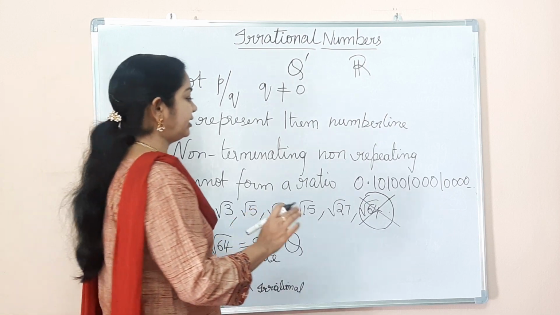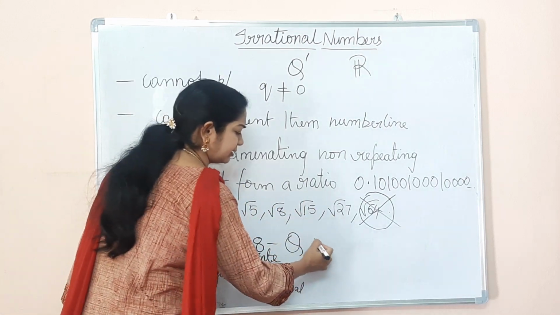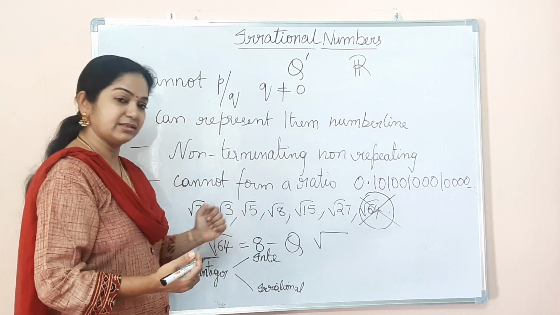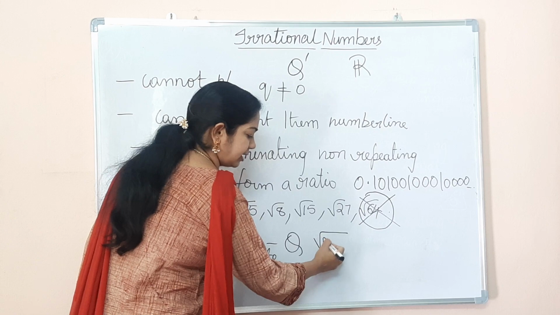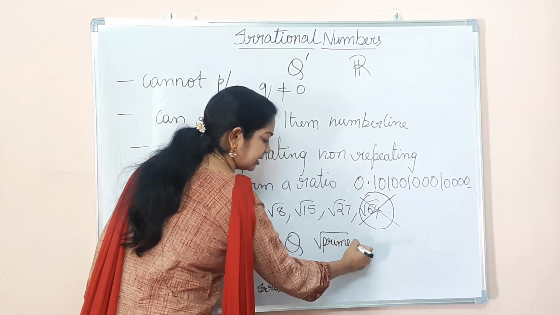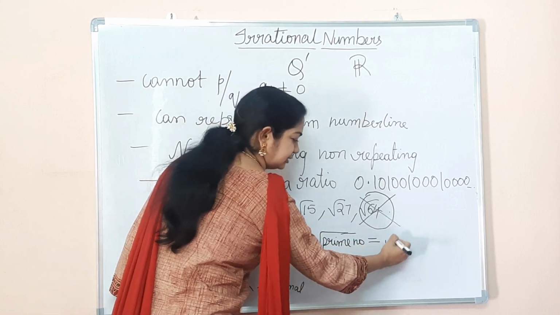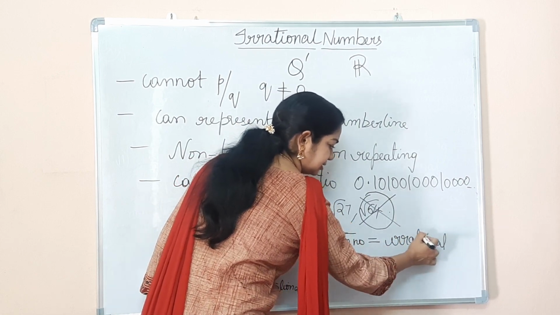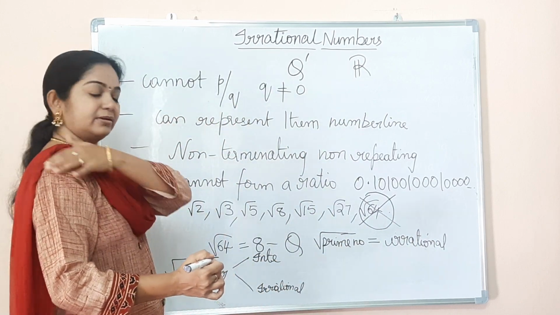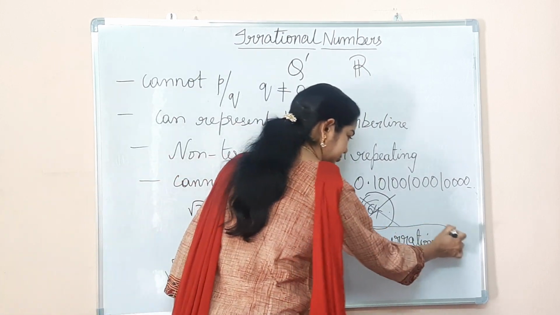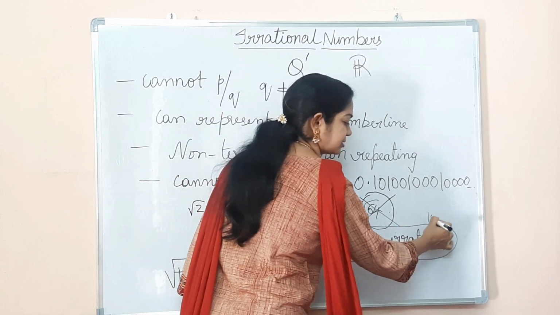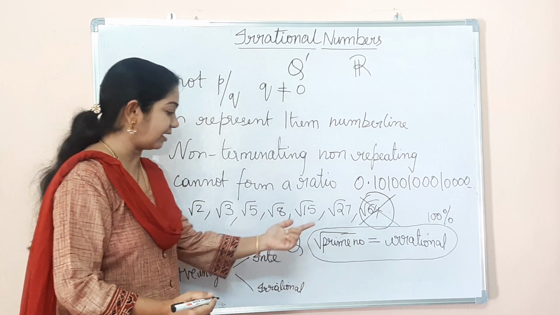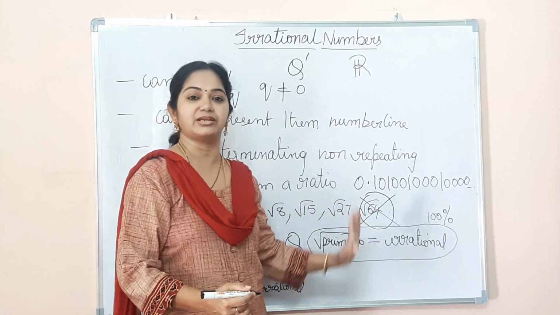Now you may get a doubt: they are primes, isn't it? Is a prime number under a root irrational? You may get this doubt. This is 100% true. See this? A prime number which is coming under square root is irrational.